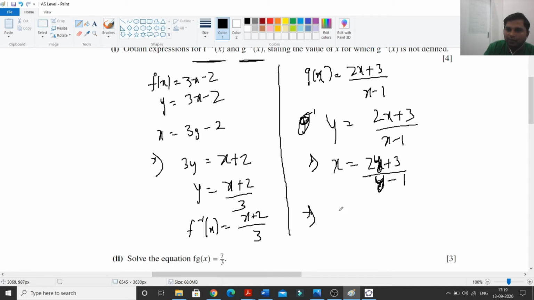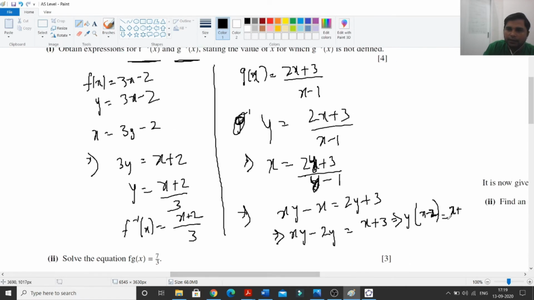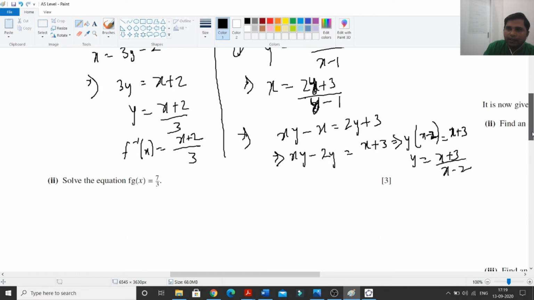Now we'll make y the subject. So here you will get xy minus x equals 2y plus 3. Then we'll get xy minus 2y equals x plus 3. Then take y common and you will get y times (x minus 2) equals x plus 3, right? And then y is equal to (x plus 3) divided by (x minus 2). And this is our g inverse x function, (x plus 3) divided by (x minus 2).